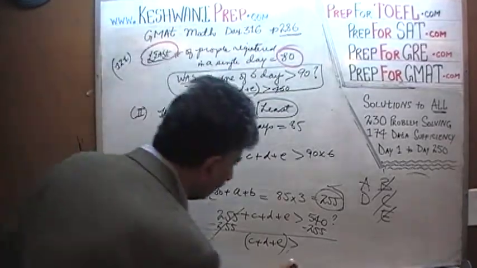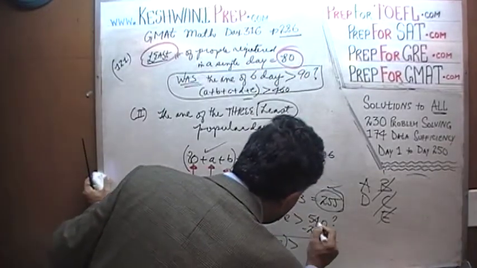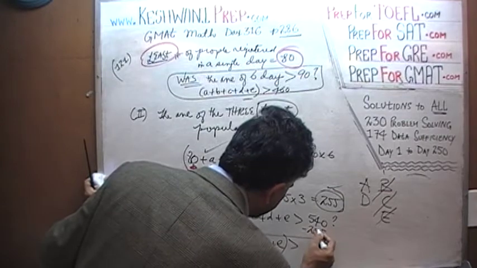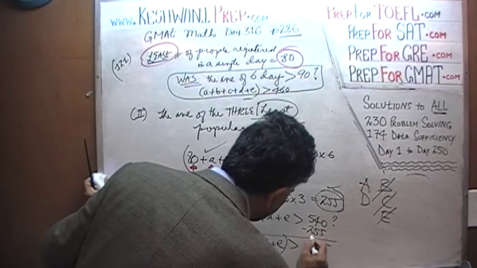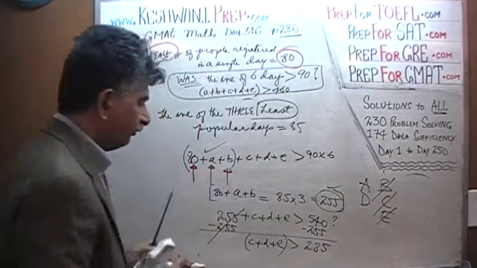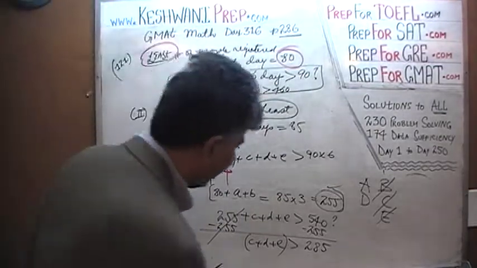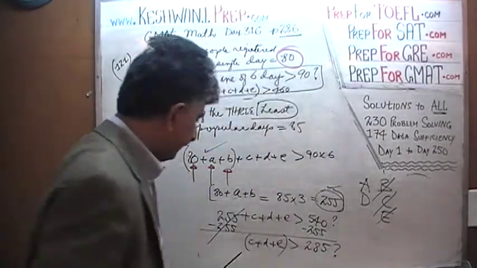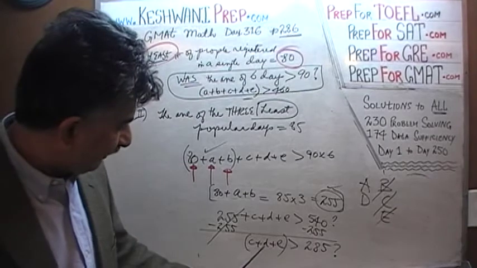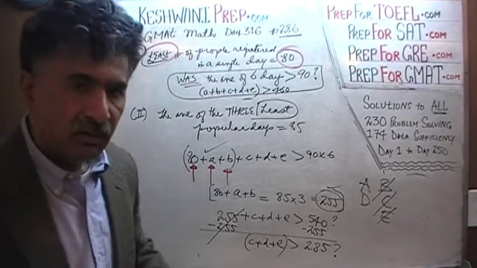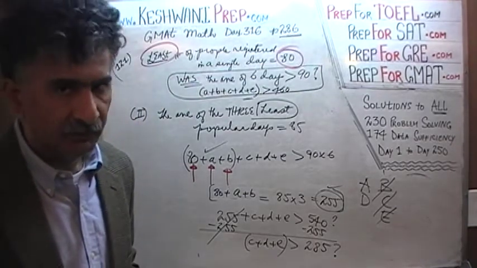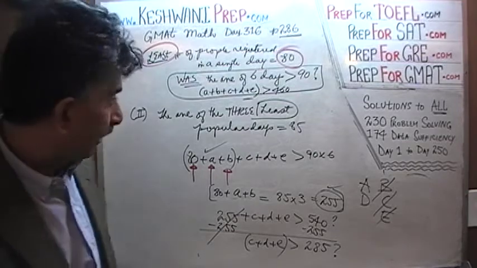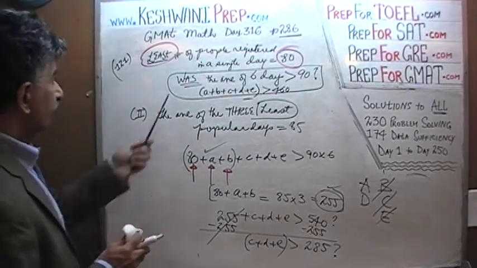Let's see what that is. I don't want to make a mistake. 13 minus 5 is 8, and 4 minus 2 is 2. So the question that we have to answer now, this is the bottom line: is the sum of these three days, C plus D plus E, more than 285? Let's see if we can answer that question. I need the room. Let's do it on the top.